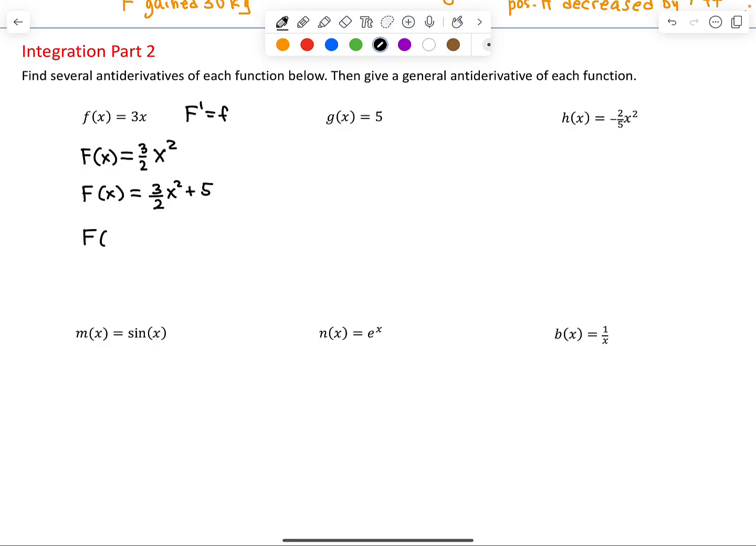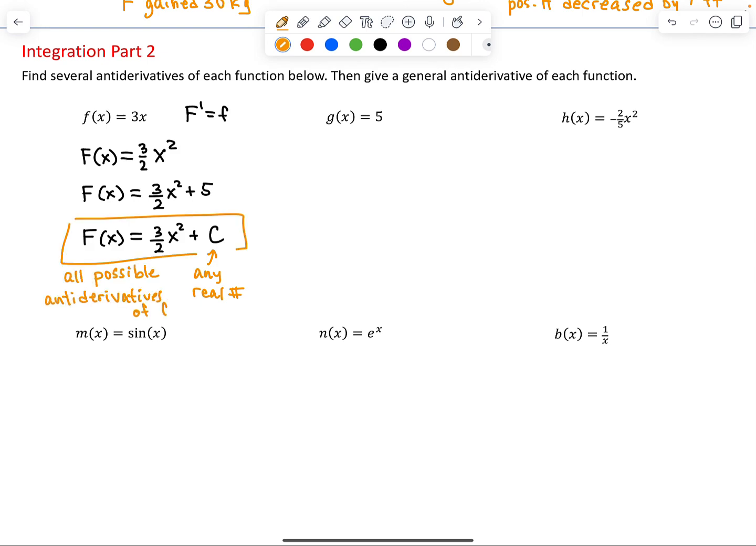generally speaking, I can let capital F be a family of functions that have the form 3/2 x squared plus any constant, or any real number. It turns out that this represents all possible antiderivatives of little f.